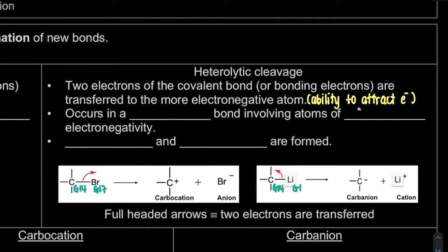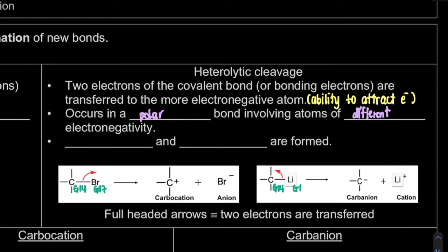For heterolytic cleavage, the two electrons of the covalent bond are transferred to the more electronegative atom. In this case, it will not be shared equally. The two electrons will choose one of the atoms, the more electronegative atom, because electronegativity means the ability to attract electrons is higher. So the electrons will prefer the more electronegative atom. Heterolytic cleavage occurs in a polar bond involving atoms of different electronegativity.